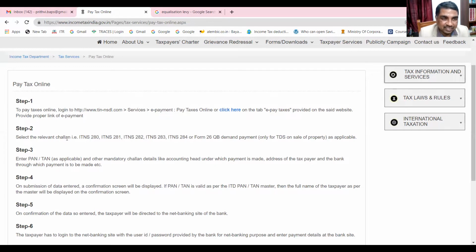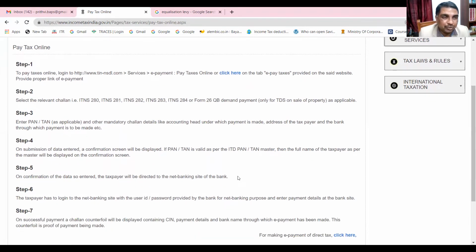www.tin-nsdl.com. Then these challans are there for different types of taxes. Challan 280, 281, 282, 283, 284, 26QB. Like this, various kinds of challans are there. You need to have your PAN. If you are depositing tax deducted at source, you need to have a TAN. Have you heard of what is PAN? Permanent account number.